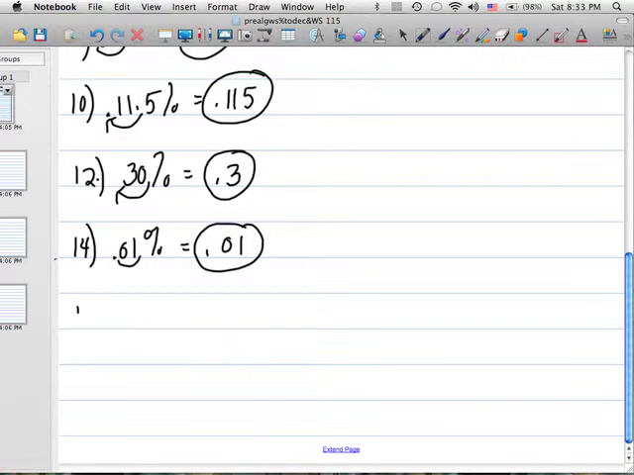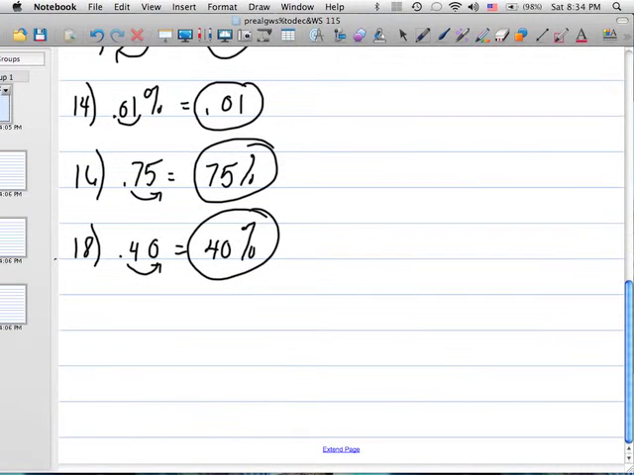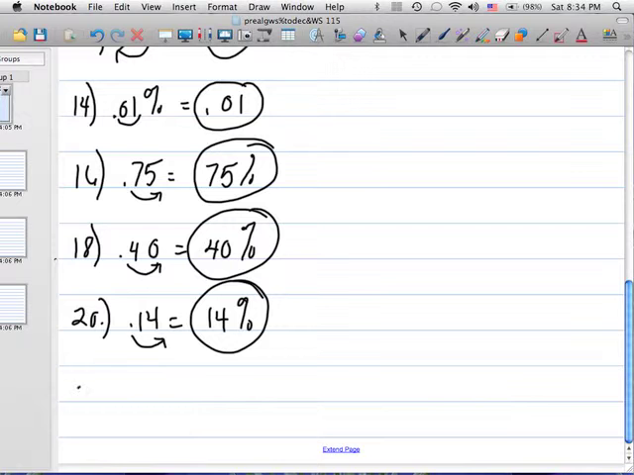The next set of problems, we're changing each decimal into a percent, so that's multiplying by 100. So we move 2 to the right, so that's 75%. Number 18, 0.4, move it 2 to the right, is 40%. Number 20, 0.14, move the decimal 2 to the right, 14%. 22, 0.003, move it 2 to the right, and it's 0.3%.